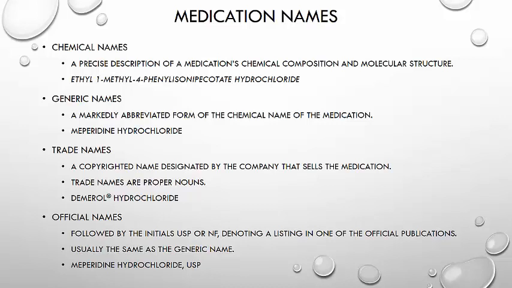Your official name is going to be followed by the letters USP or NF, and that's for the United States Pharmacopoeia or the National Formulary. That follows the standards set by that publication. Usually the official name is going to be the same as the generic.